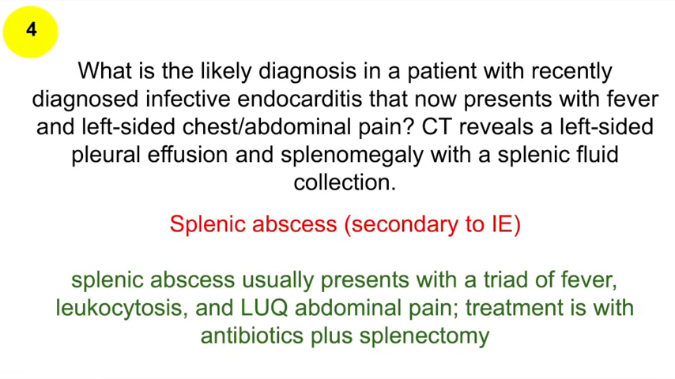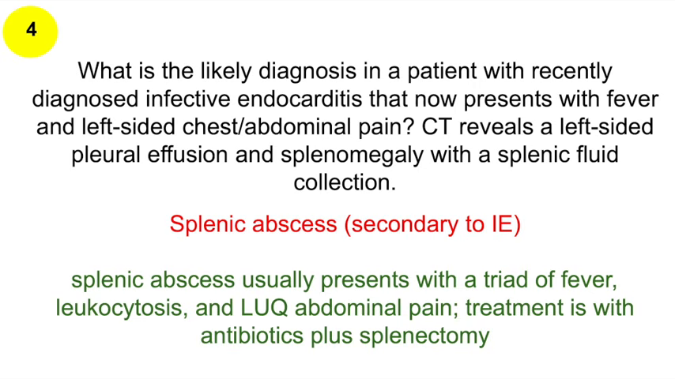So, splenic abscesses usually present with a triad of fever, leukocytosis, and left upper quadrant abdominal pain. And treatment is with antibiotics plus a splenectomy.